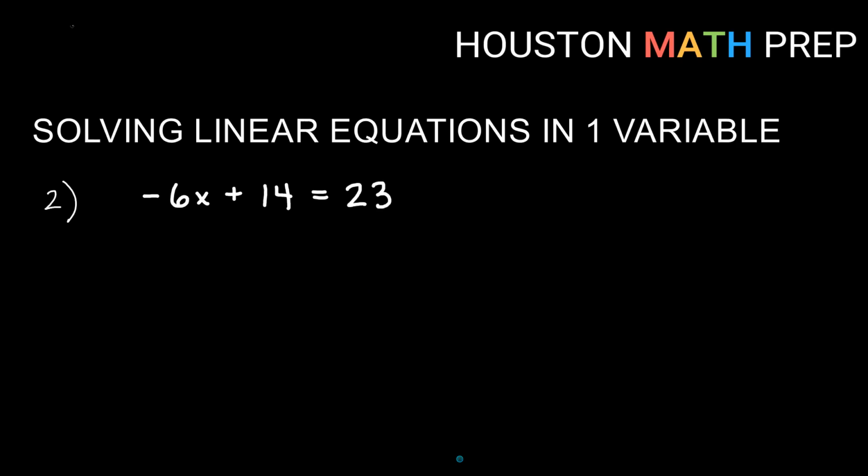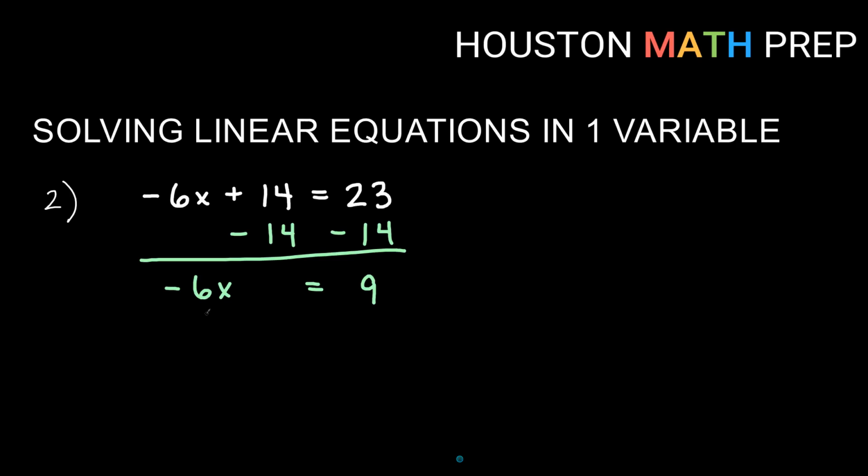For the next one, very similar: negative 6x plus 14 equals 23. We will want to get rid of the term that is not the x term. We get rid of the add first, so the opposite of add 14 is subtract 14. We're focusing on doing operations to simplify the side that x is on. x is on the left side, so we want to simplify the left side. So we're subtracting 14 to get rid of the plus 14, and we do that to both sides. You will only be left with negative 6x on the left side. No more 14. 23 minus 14 is going to give us 9.